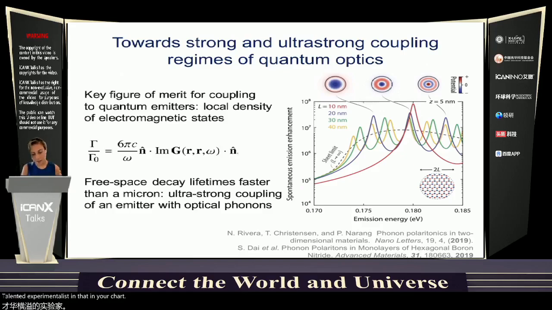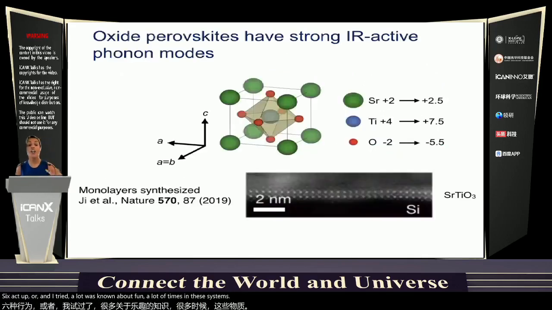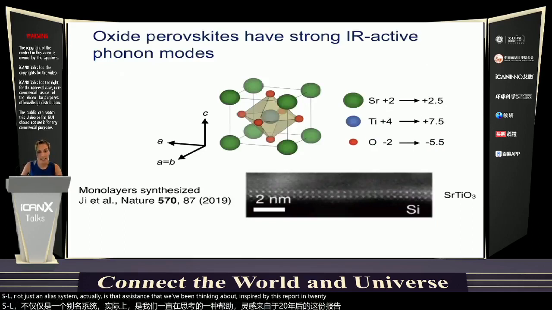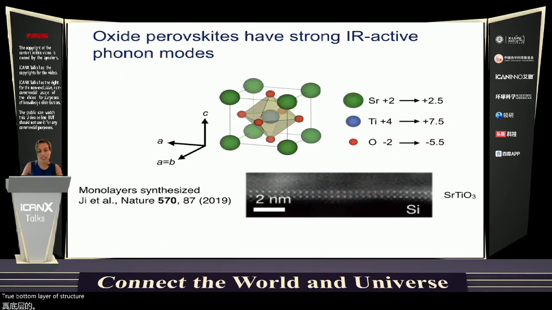So hexagonal boron nitride, a lot was known about phonon-polaritons in these systems. A new system, right? Or not just a new system, actually a set of systems that we've been thinking about, inspired by this report in 2019 from Harold Hwang that you can actually have a true monolayer of strontium titanate that can be synthesized.